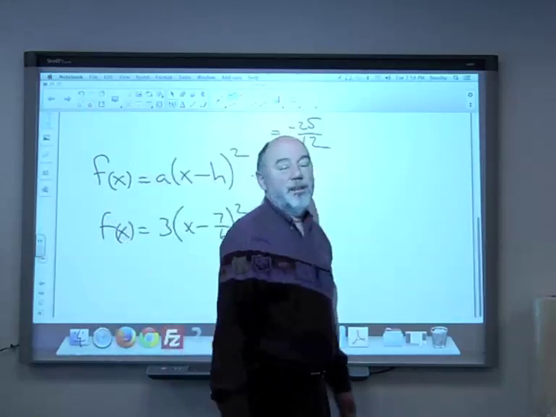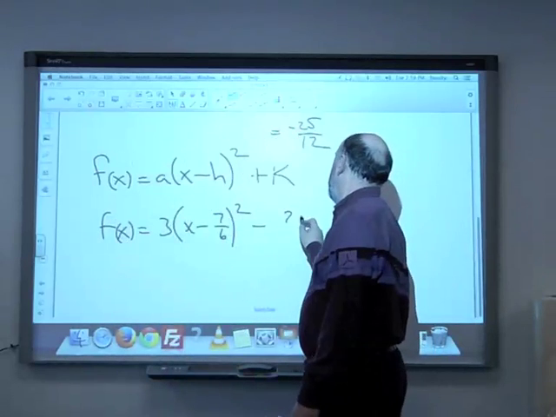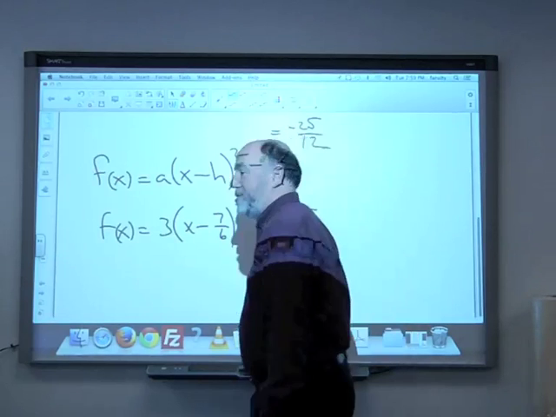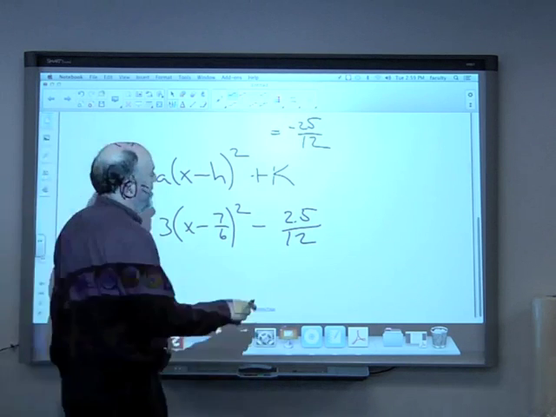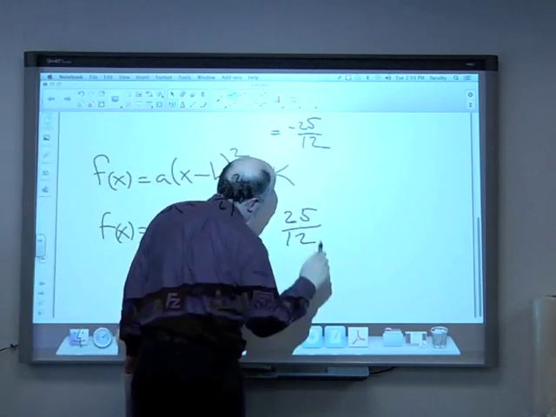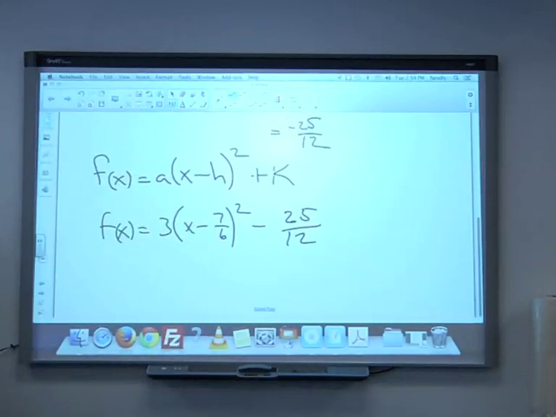And my k is that. And that is my equation in the other form. That's a 25, not a 2.5. That is a 25, yes. There. Okay? So we changed it from the usual standard form of quadratic into this vertex form of quadratic.